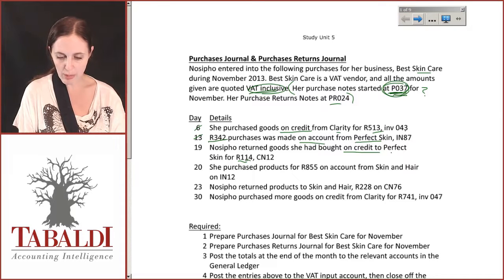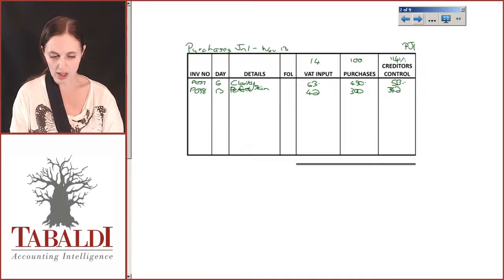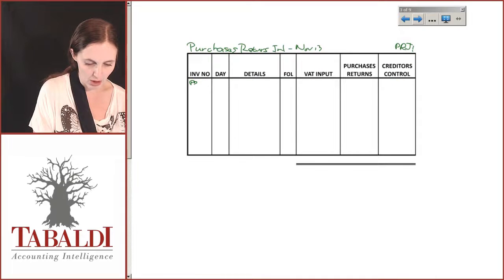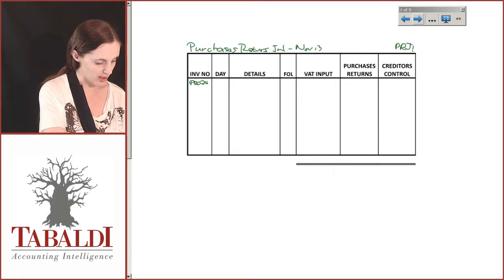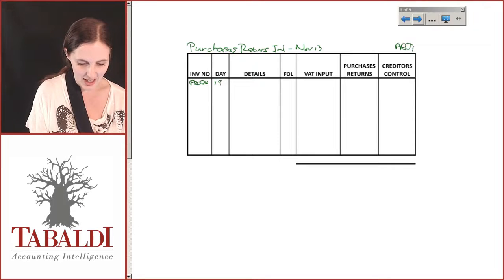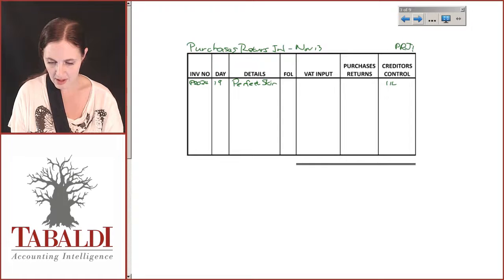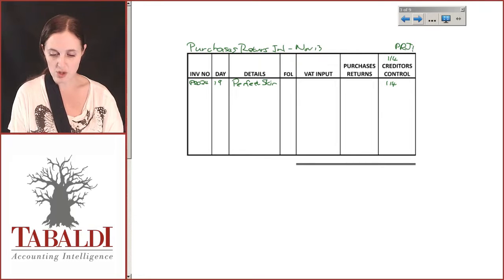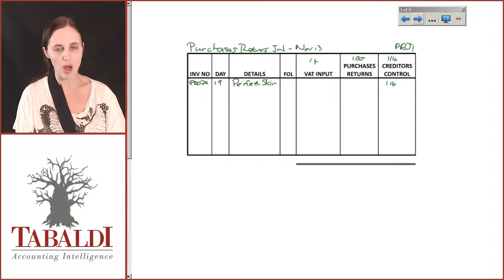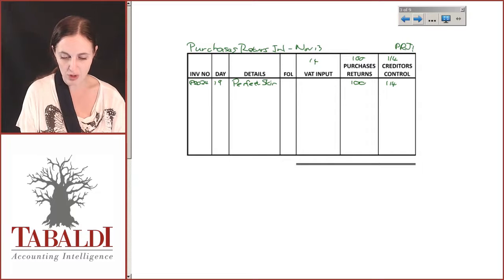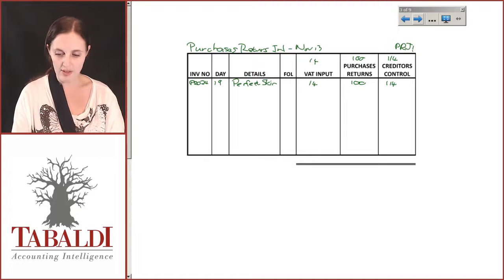So let's see the transaction that's going in there on the 19th. For 114, and remember my purchase return note is PR024. So my document number is PR024, and that is on the 19th, and that's to Perfect Skin. And the amount was 114. Again, the same thing applies here. 114% of your amount is the creditor's control. We are returning 100% of the purchase, and the receiver takes 14% on top of everything. So that leaves me with 100 rands worth of goods that I've actually returned and 14 rands worth of VAT.